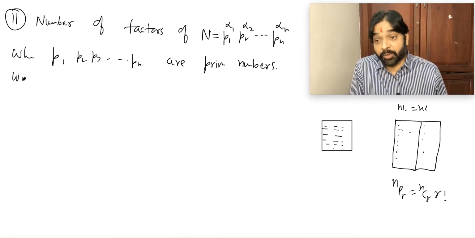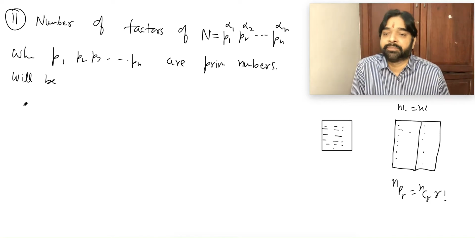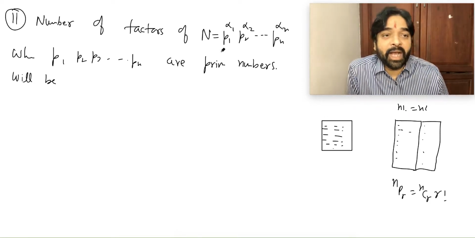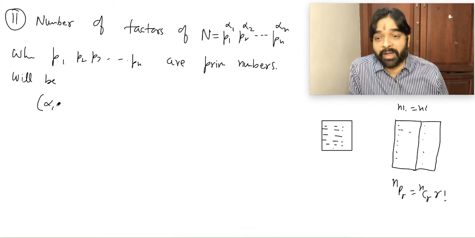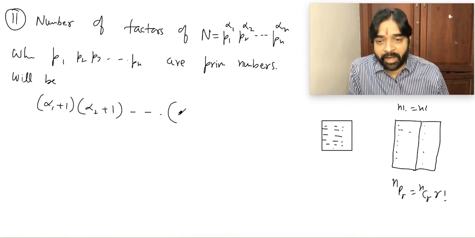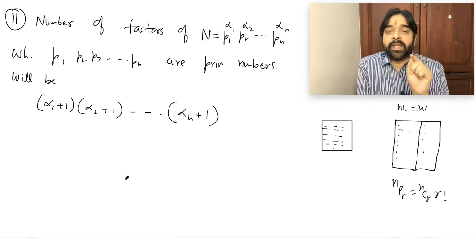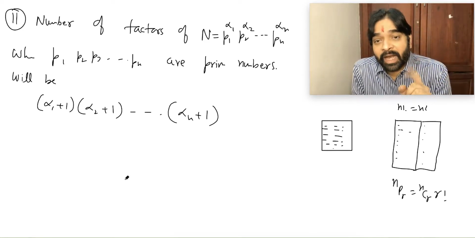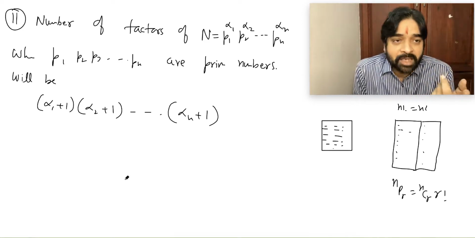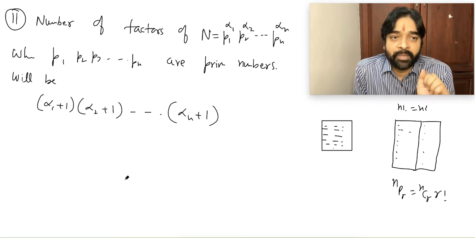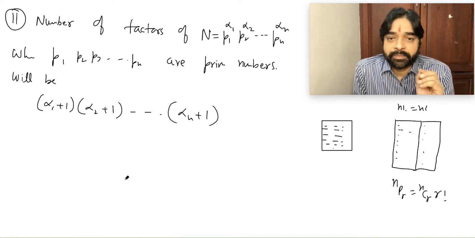You can say it, I don't have to tell. How many factors? P1 comes alpha 1 times, so alpha 1 plus 1, alpha 2 plus 1, ... alpha n plus 1. That's all. This many factors will be there, including 1 and capital N. If anybody asks how many factors excluding 1 and capital N, then minus 2. Is it clear to everybody?